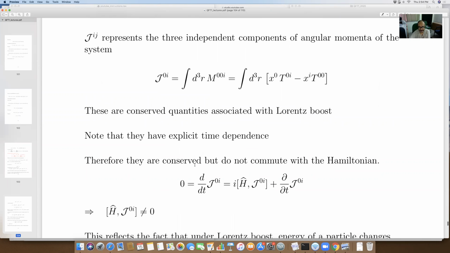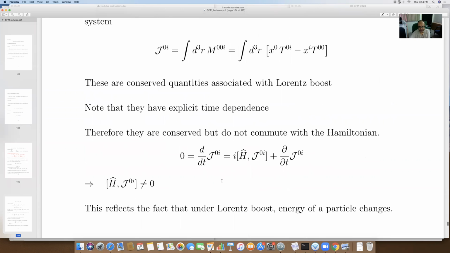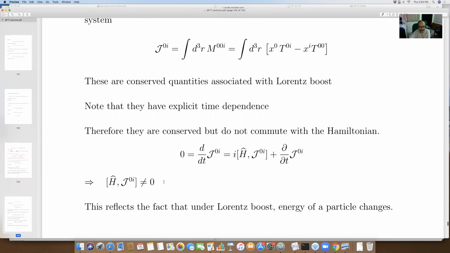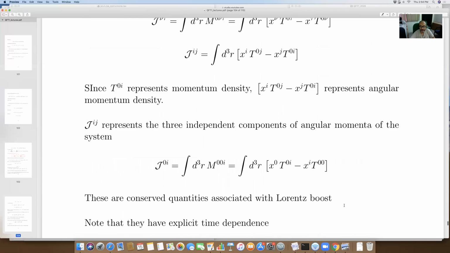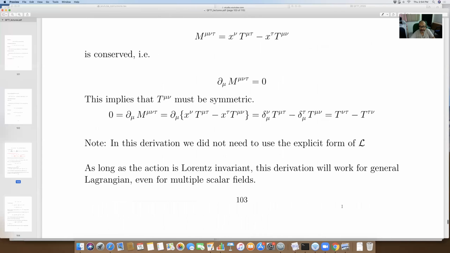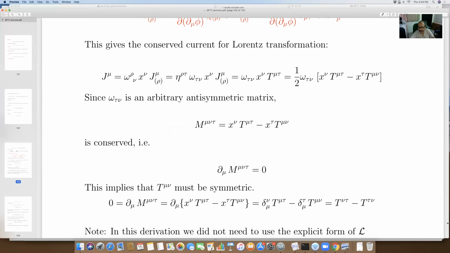But this one doesn't. And as a result, this is non-zero. That means that you cannot simultaneously diagonalize the Hamiltonian and these conserved quantities. And this simply reflects the fact that if we make a Lorentz boost, then the energy of the particle doesn't remain unchanged. Right? The energy of a particle changes. If a particle is at rest, its energy is m.